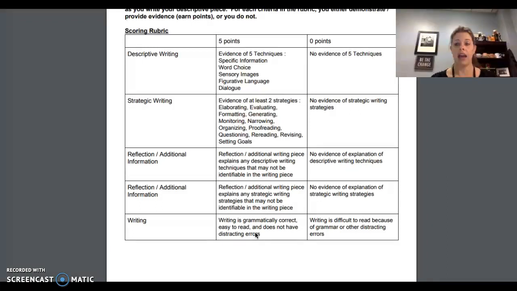So really, you're going to have your core descriptive writing piece. You pick the topic, anything you want to. Take a look at Chapter 2 and Chapter 6 specifically to get some ideas of things that you can write descriptively about. And make sure that you have that reflection piece so that there's no doubt that you have integrated those descriptive writing strategies and also your strategic writing strategies. Your descriptive writing techniques and your strategic writing strategies. So you want to make sure that you are doing that.